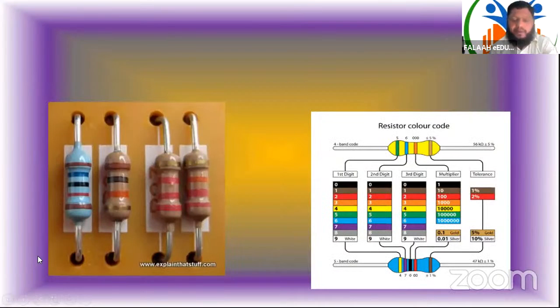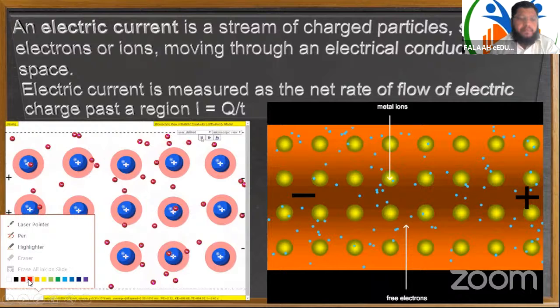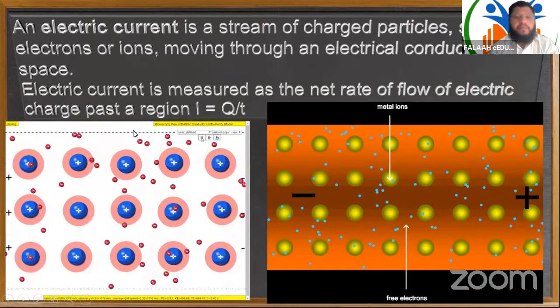An electric current is a stream. Just a minute. आता वाचा. An electric current is the stream of charged particles such as electrons or ions moving through an electrical conductor or space. Electric current is measured. Okay, the definition is up to here only. So this is the definition.